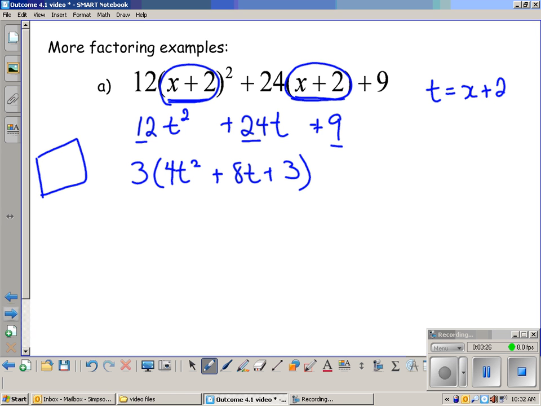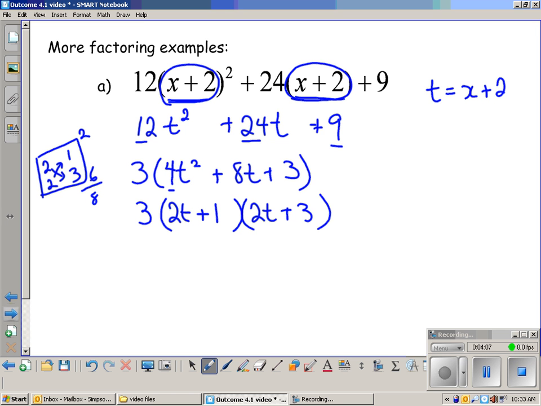No more common factors, so now let's factor what's in the parentheses. So factors of 4 are going to be 2 and 2. And factors of 3 are going to be 1 and 3. Checking to make sure that it gives me my middle term. 2 times 1 is 2. 2 times 3 is 6. 2 plus 6 is 8. Means that I can replace those parentheses with two sets. My two factors become 2t plus 1 and 2t plus 3.